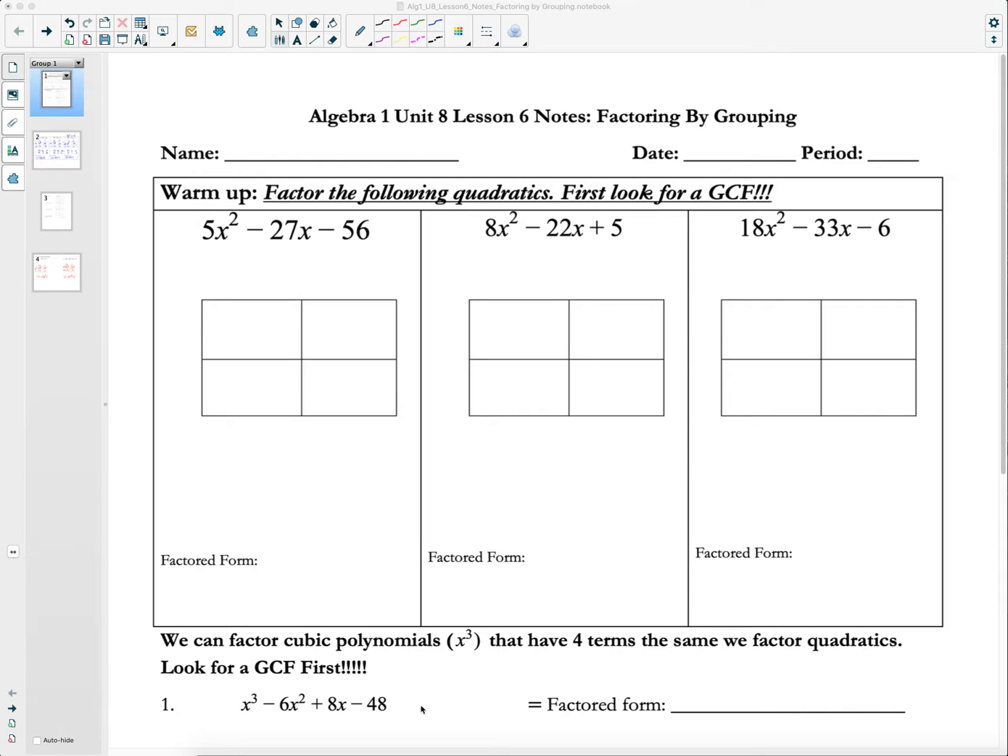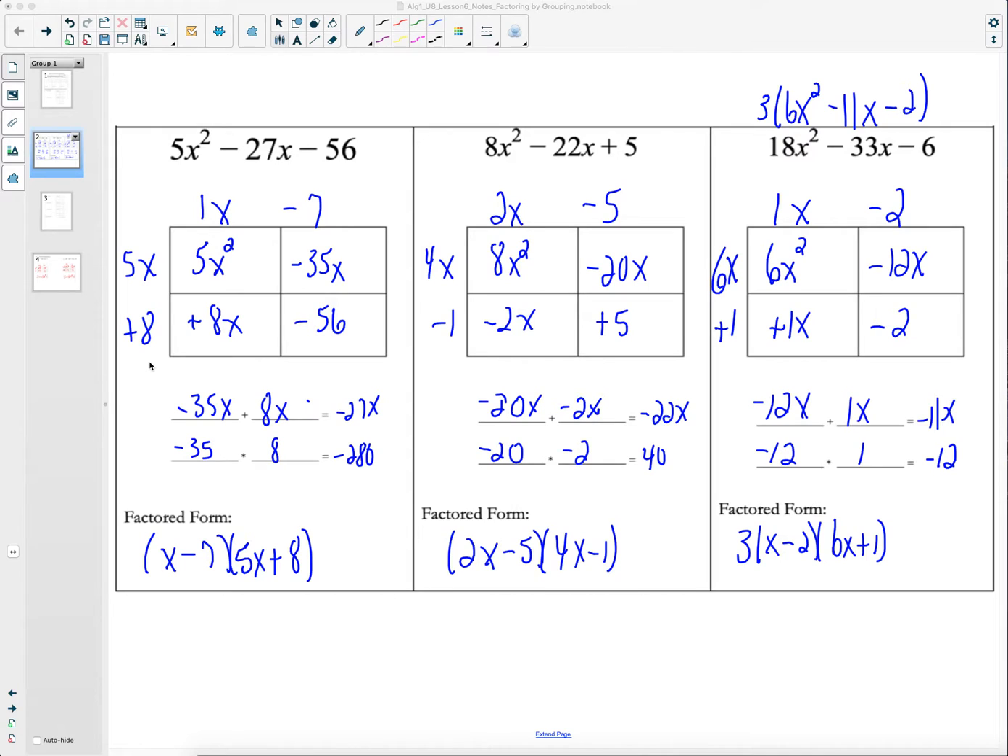All right, so hopefully you worked through these and are starting to feel a little bit more comfortable with the operations of factoring. To save time, I've done the problems here on a separate sheet so that you can see those. Now on our first problem, there was no GCF. So our A term is 5x squared, our C term is negative 56, and 5 times negative 56 gives us negative 280.